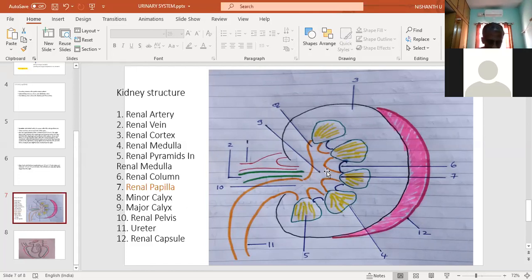Now you have to understand one more point regarding the minor calyx as well as the major calyx. I think in the digestive system, you might have studied movements of the small intestine. At that time, we studied segmentation and peristalsis.